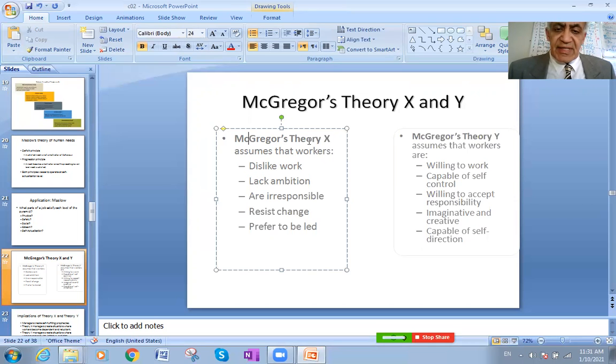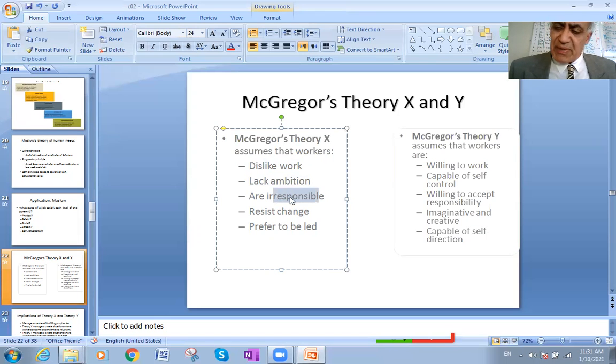He said that the model X of the people dislikes work. He doesn't like to work. He lacks ambition. He says, "Oh, if I got $2, I will go and sleep." He would say, "As long as I've got the food on the table, that's fine. I'm good. I don't want anything else."